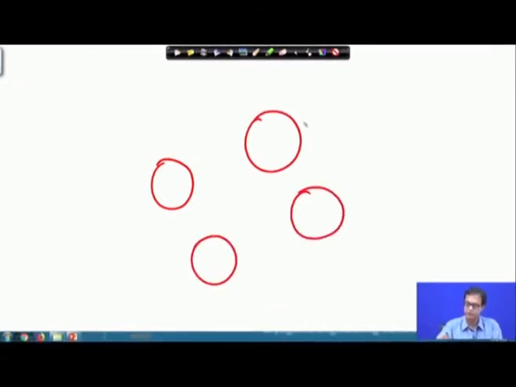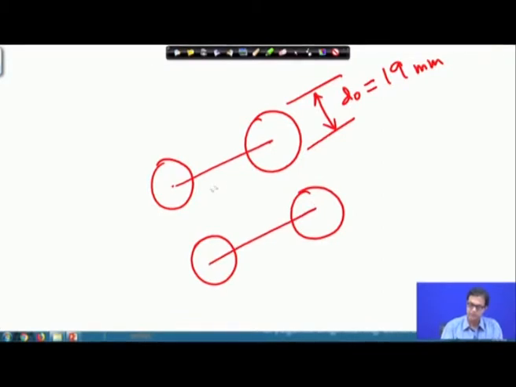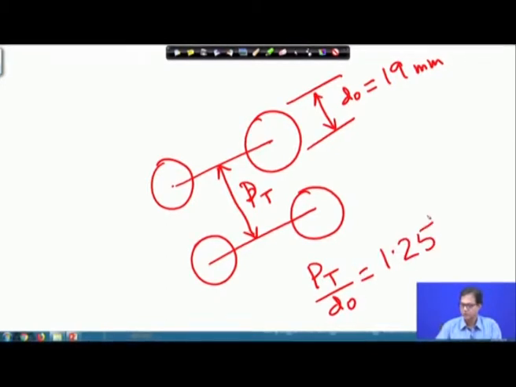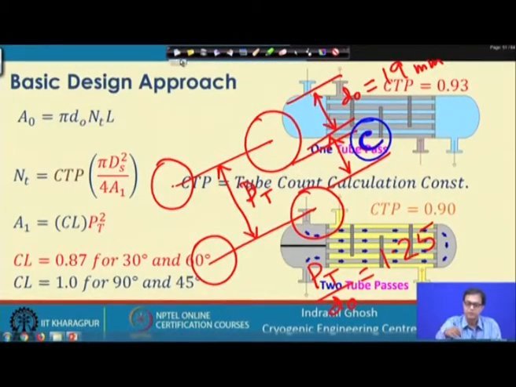The OD of each tube is d 0, given by 19 mm, and between these two is the pitch PT, and PT by D0 is given as 1.25. Here we have the clearance, which is nothing but clearance C. We will be using this term later on. This will also be necessary. So, this is what we have been given.